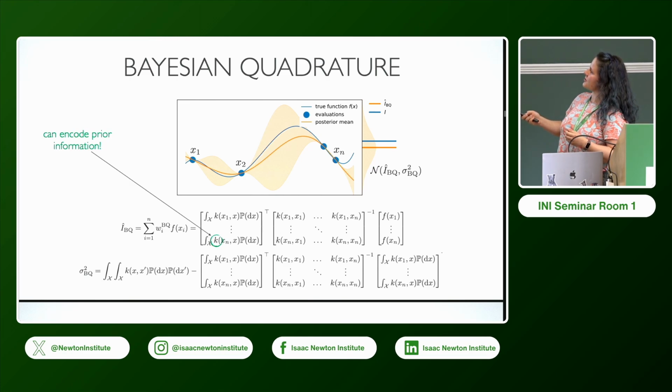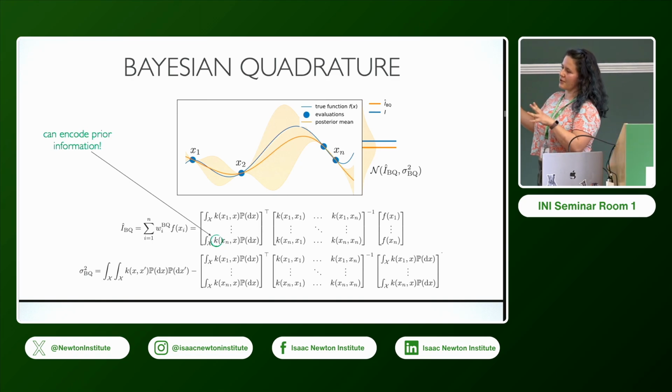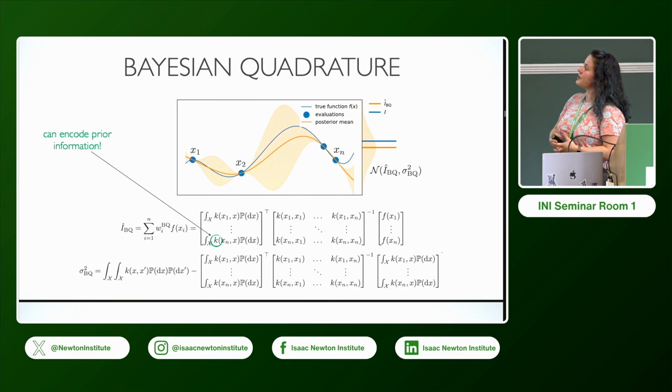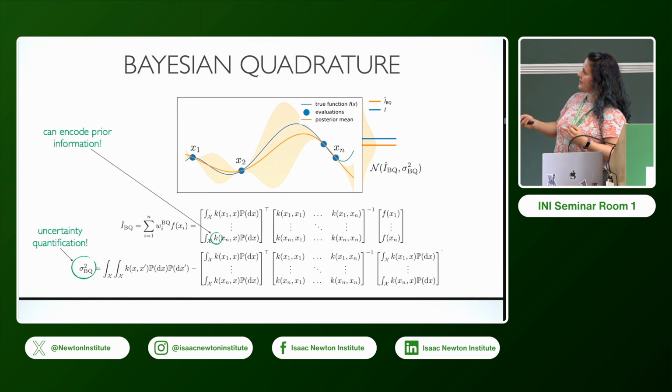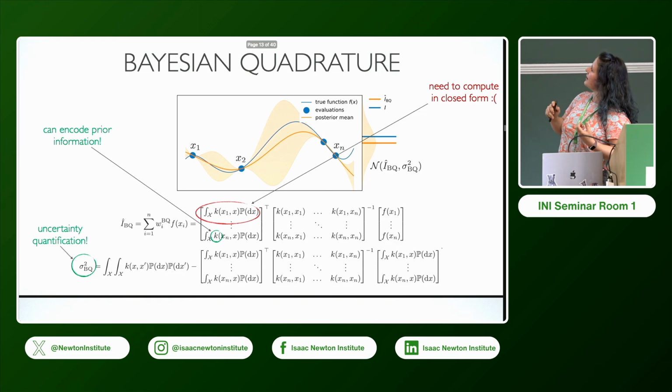What I wanted to say about this is that the appearance of the kernel in the quadrature weights allows us to encode prior information about the integrand. Say if I know something about its smoothness or periodicity or non-negativity, there's work out there on doing Bayesian quadrature with kernels that encode that information. The method comes with built-in uncertainty quantification. The variance here can be used to express how sure we are about the value of this estimator of the integral.